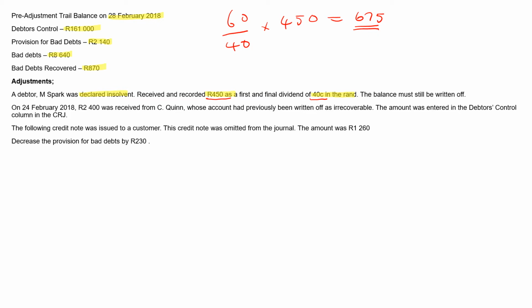Or if you want, you can go the long way, calculate the total amount that it owed. To calculate the total amount, you're basically going to say 100 over 40 times 450. That will give you the total amount that Mr. Spark owed us. But it's not necessary if you can calculate the actual amount directly. So you don't need to do that, right? Then you subtract 450 and all that becomes long. The shortest way is just to go straight and calculate the amount that you're supposed to write off, right?